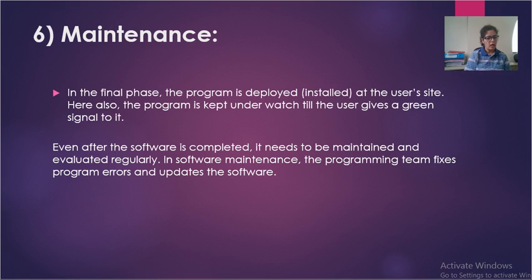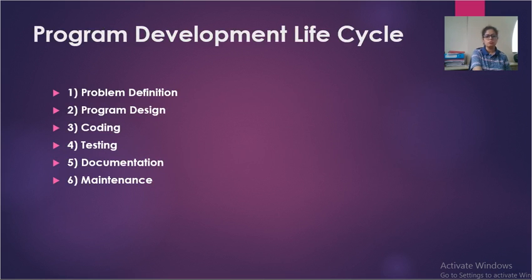So with this, we have completed total 6 phases of software development life cycle. Whenever anyone has to develop a software, everyone has to go through all these 6 phases, that is program development life cycle. So I hope that it is clear to everyone what is in every phase.